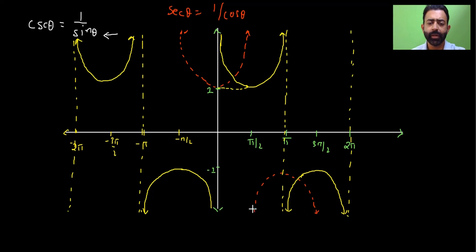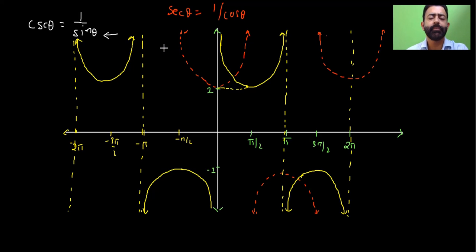Here in this case of pi by 2, 3 pi by 2, all these are vertical asymptotes. Right, so this is the graph for sec theta, the red one. Similarly, you can sketch the graph for cot theta.